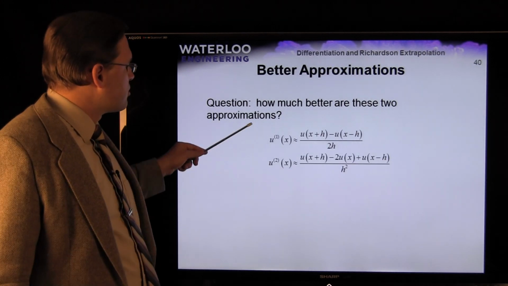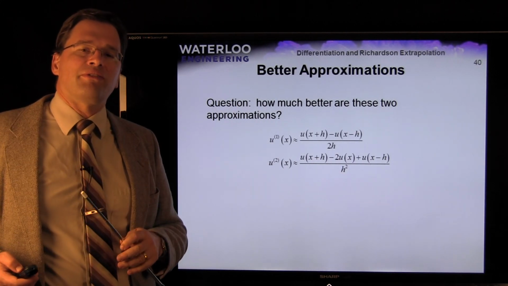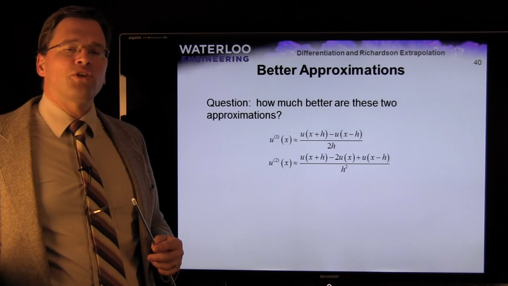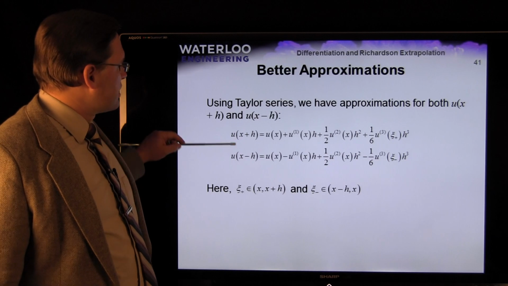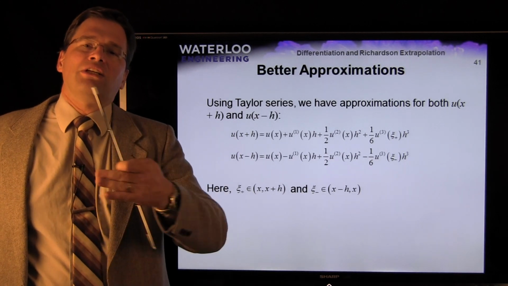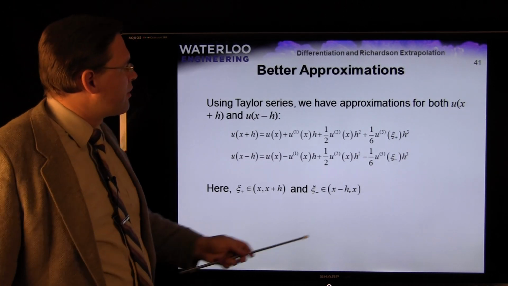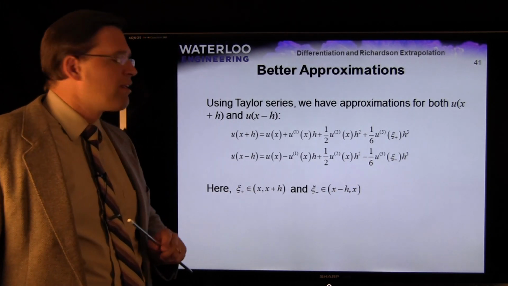So we have two approximations now, one of the derivative and one of the second derivative. Are these better than the previous approximation? And if so, how much better? Well, once again, we're going to use Taylor's series. Except notice now that our formula uses u at x plus h and u at x minus h. So let's use both of these. And here, xi plus is on this interval, xi minus is on the other interval.